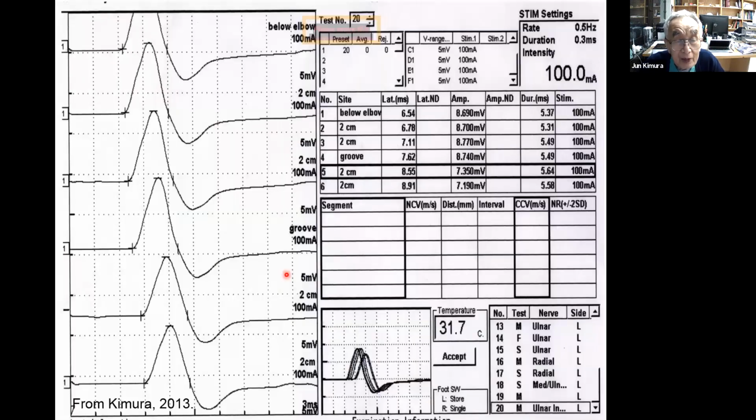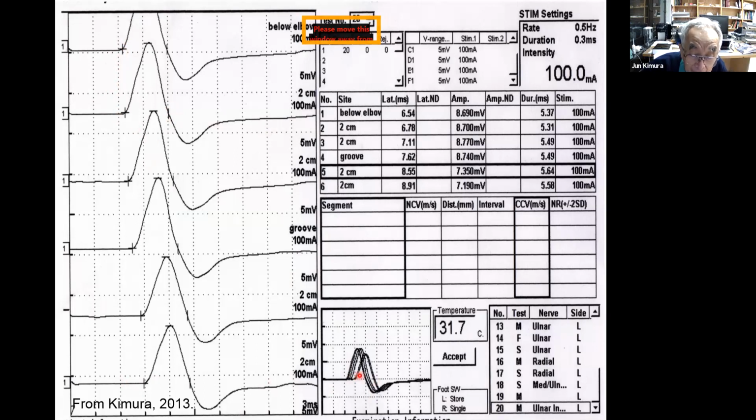Claw hand. The hand is bent like this because you lose the third and fourth lumbricalis, and you cannot straighten it out. Then you do a nerve conduction study across the elbow. This looks pretty good, but if you superimpose, there's a gap between the fourth one and the fifth one, and that's where the compression is. So again, we can be very precise here. We know exactly where the problem is.